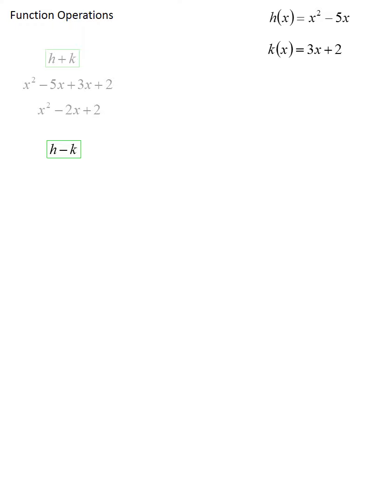Subtraction means what you think it would mean too. Be careful on the subtraction ones. Notice I've put parentheses around the second function. That's because to subtract k really means to multiply k by -1 and then add. And therefore, when you distribute the minus sign to k, you get this result, which ultimately simplifies to this using just basic algebra.